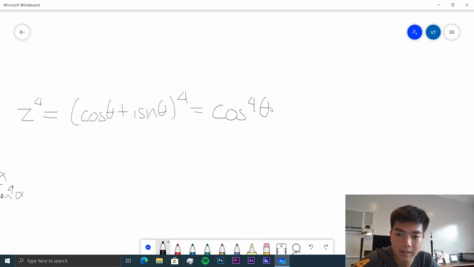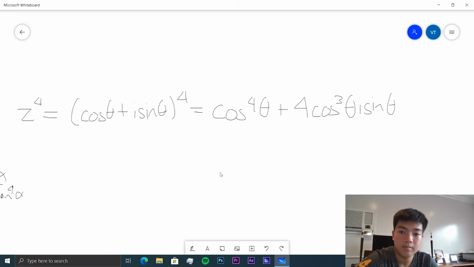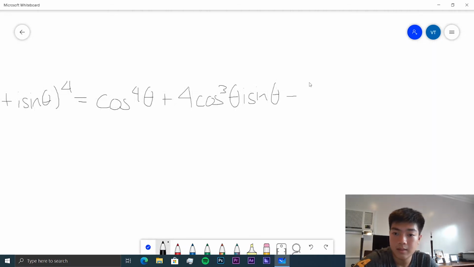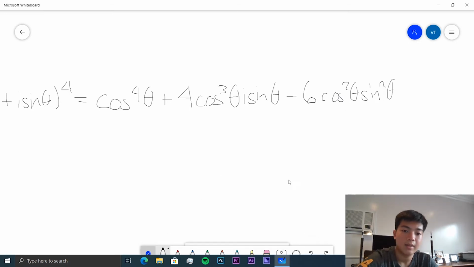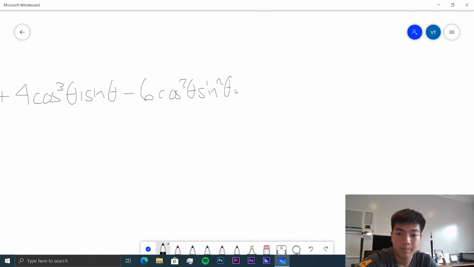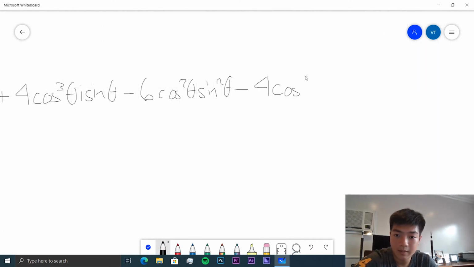Cosine to the 4 theta, next, plus 4 cosine cubed theta i sine theta, minus 6 cosine squared theta sine squared theta, since we have negative i, minus 4 cosine theta i sine cubed theta, plus sine to the 4 theta.